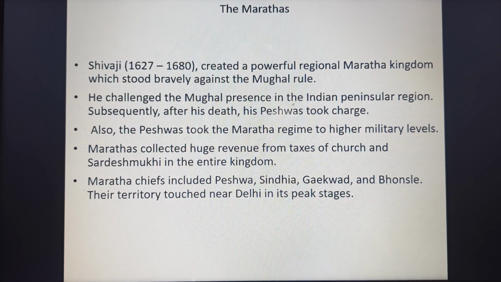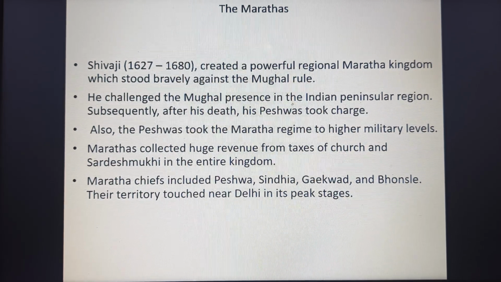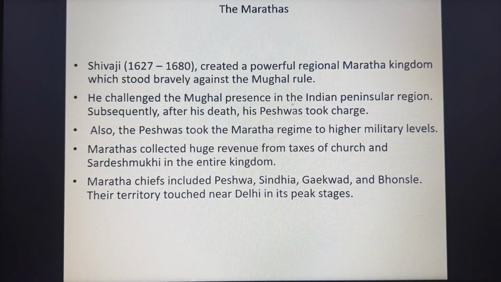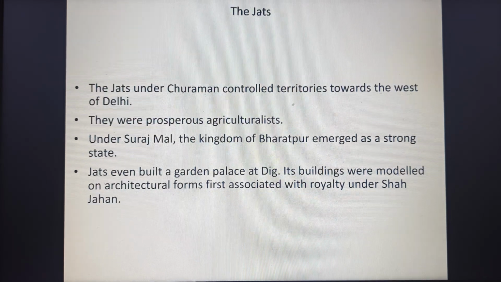Marathas collected huge revenue from the taxes of chauth and Sardeshmukhi in the entire region. So what was the chauth? Chauth means one-fourth and Sardeshmukhi one-tenth. Maratha chiefs included Peshwa, Sindhia, Gaikwad, Bhosle. Their territory touched near Delhi at the peak stage.